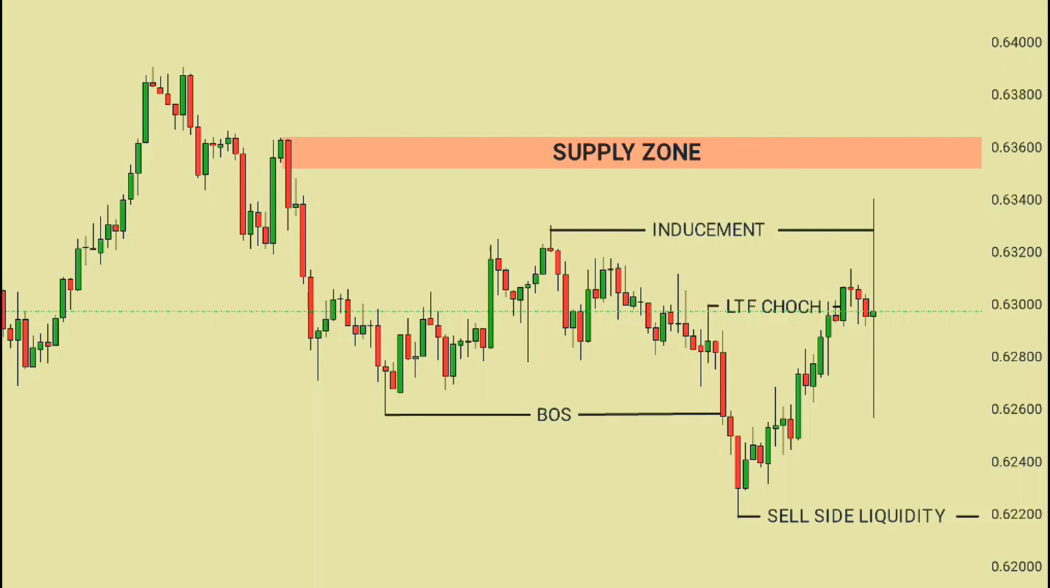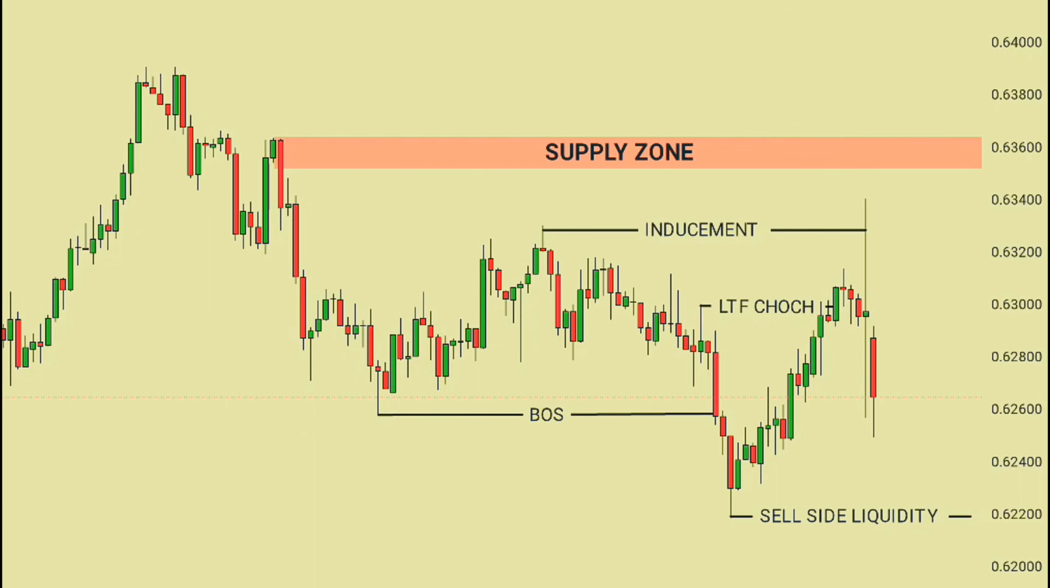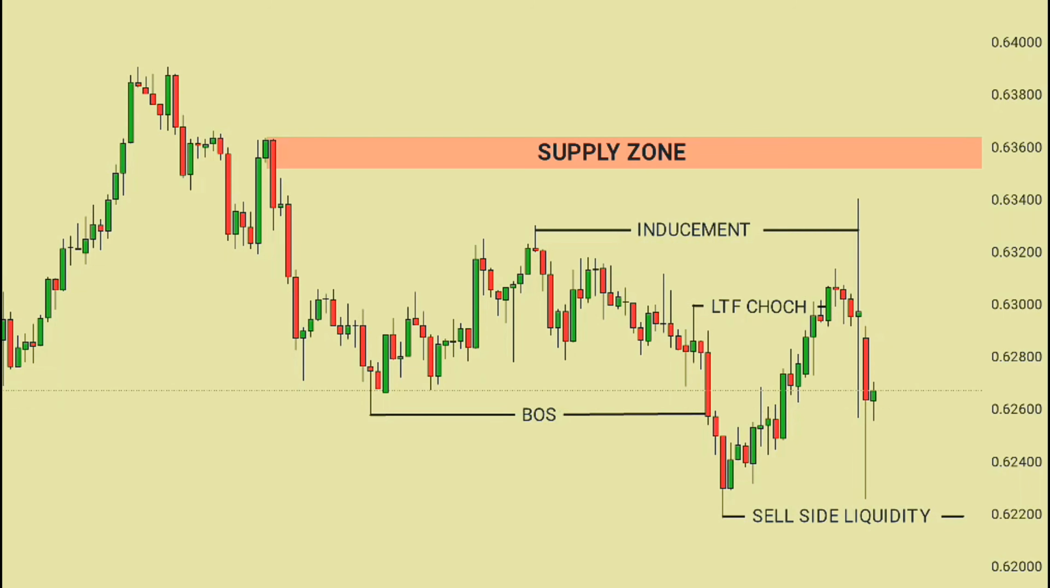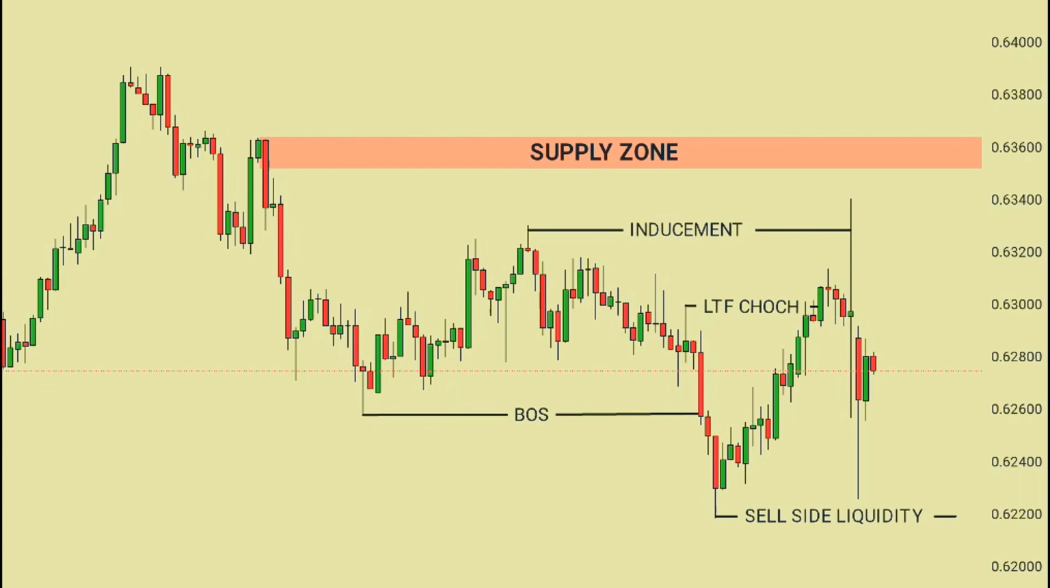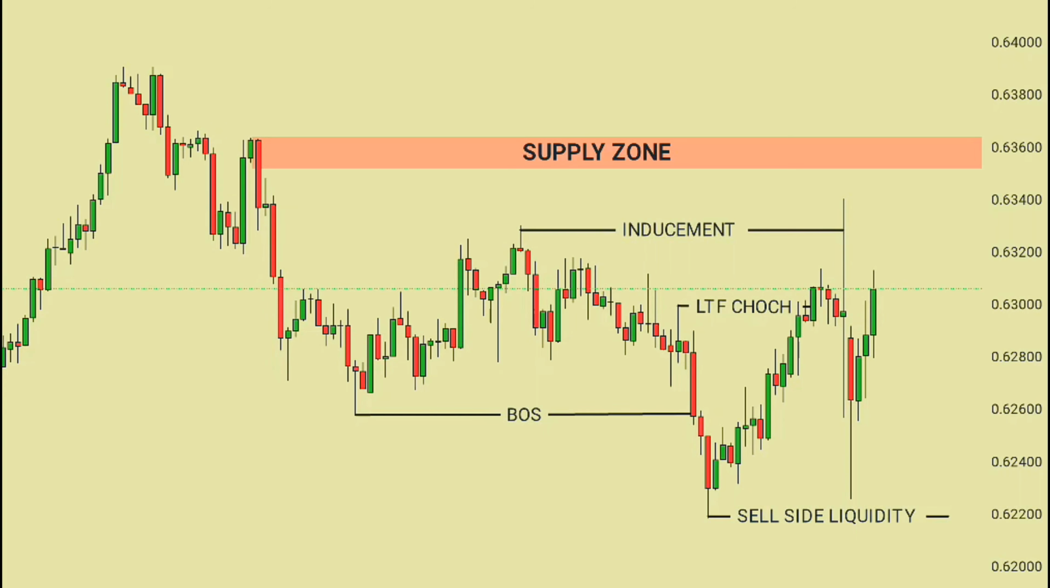But what makes this chart interesting is what happens next. Because instead of moving toward this liquidity, the market does something completely unexpected. So with all these confirmations in place, the break of structure, the change of character on the lower time frame, the inducement, and this supply zone, the sell setup looks very clear. The idea is simple. Wait for price to return to this supply zone, and then execute the sell trade targeting the sell-side liquidity resting below these lows.